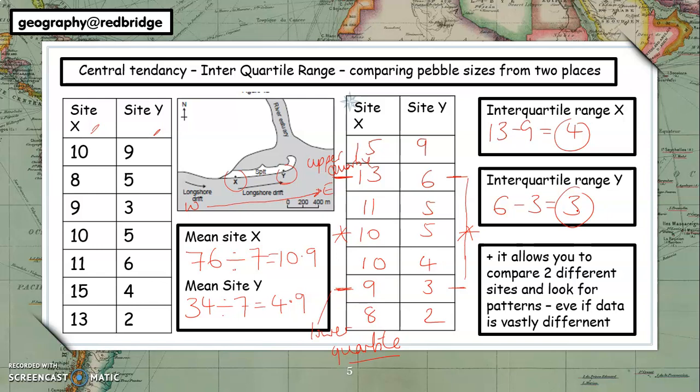So for example, if we found that the interquartile range at X was 11 and the interquartile range at Y was 3 still, that would tell us that erosion is very, very fast at Y compared to the rate of erosion at X, because the range of pebbles is much, much greater. Okay, thank you very much.